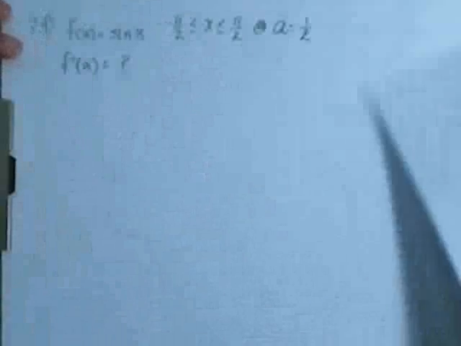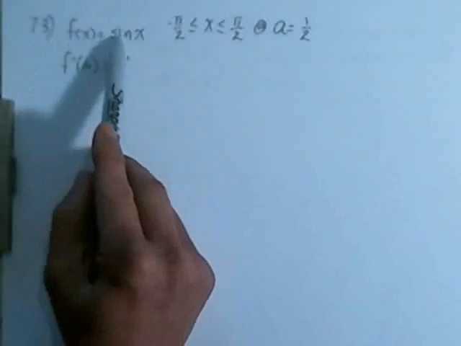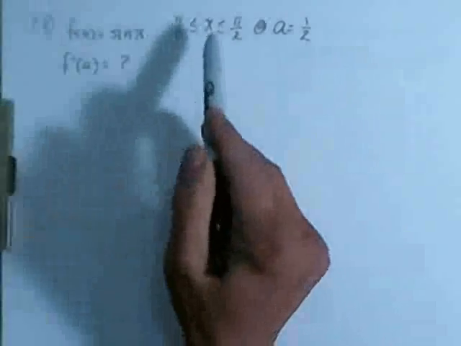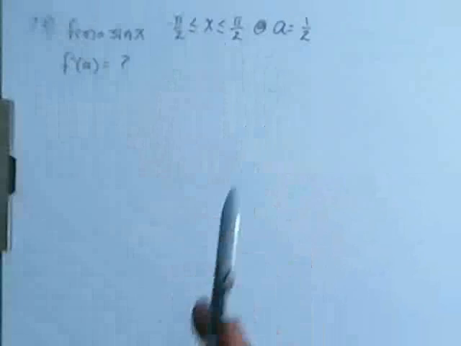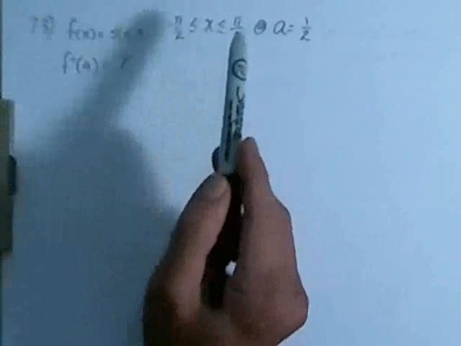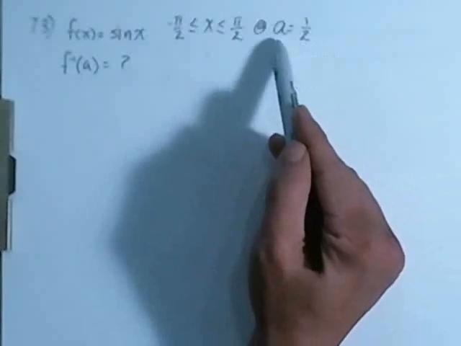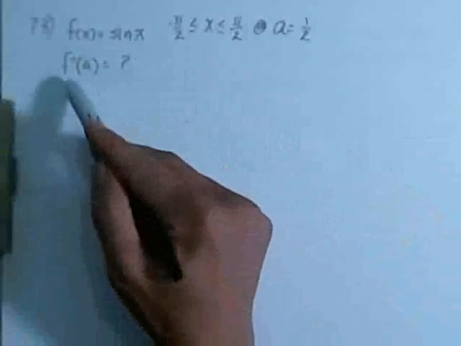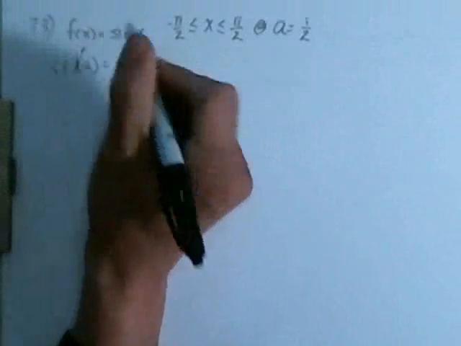Let's do the next one, which is problem number 73. The function f of x is equal to sine of x, where x is between negative pi over 2 and pi over 2. That's the restriction. Without the restriction, it is no longer an invertible function because it no longer passes the horizontal line test. So we have to put a restriction on x this time. And they stated in the problem that at a equals 1/2, I want to find the derivative of f inverse.